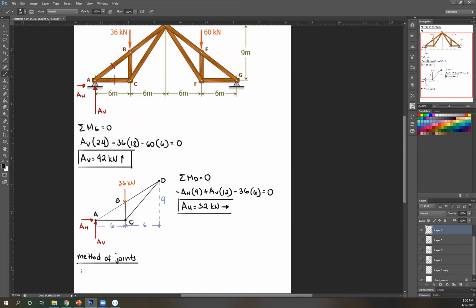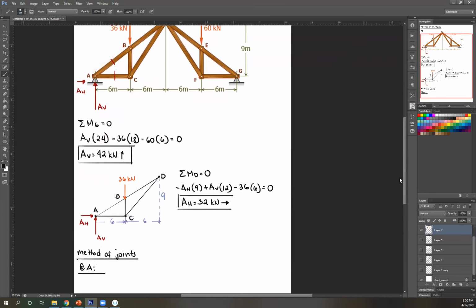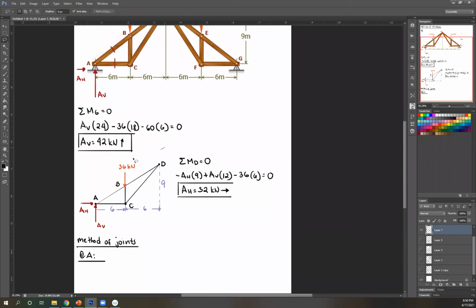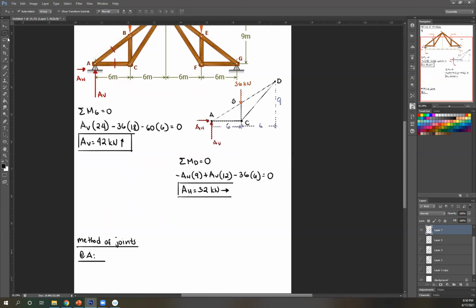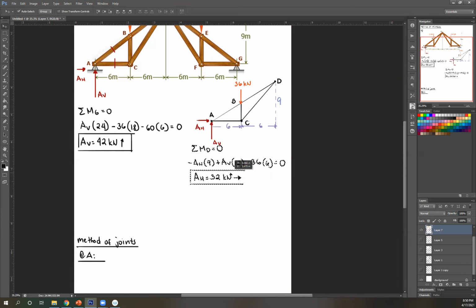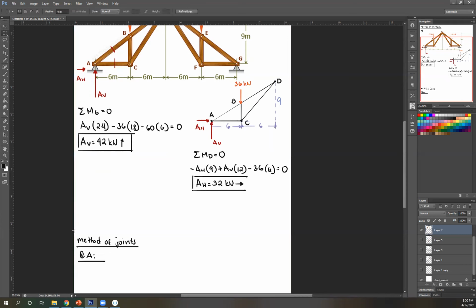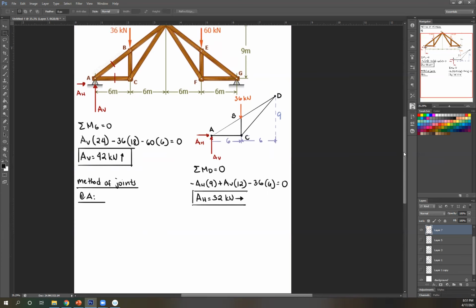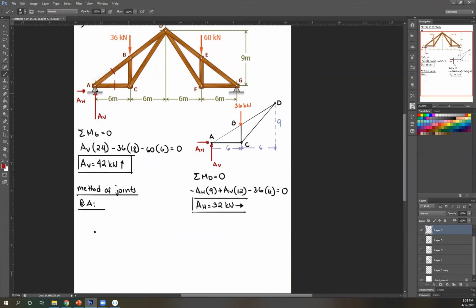Okay, so at A, all right, let's move this. Okay, better. Okay, so joint A, we have again AV, AH, then the members of your truss.